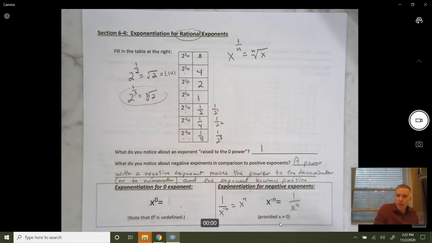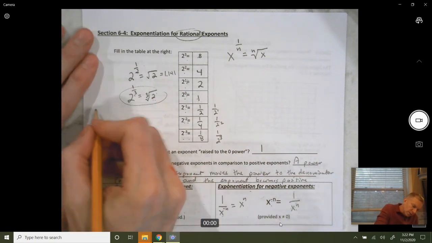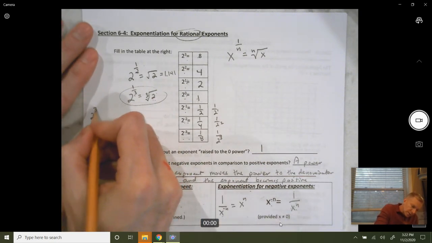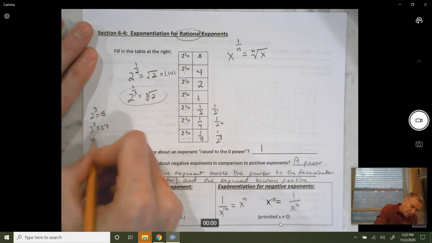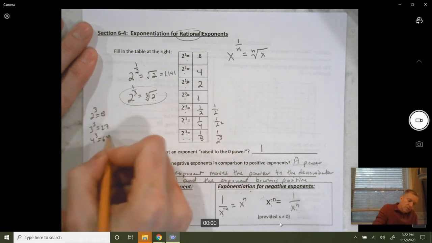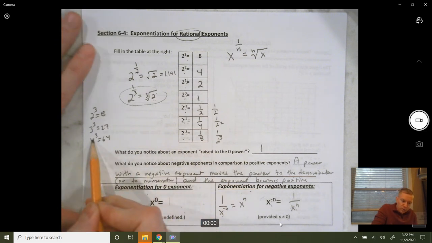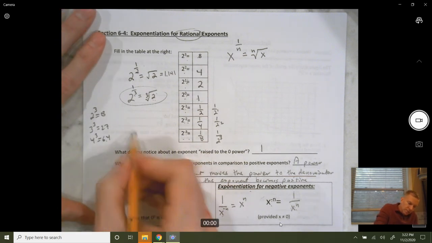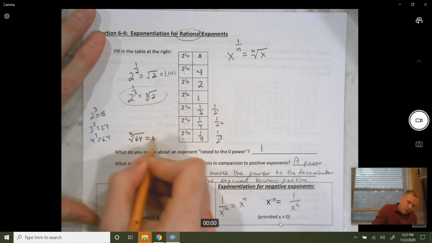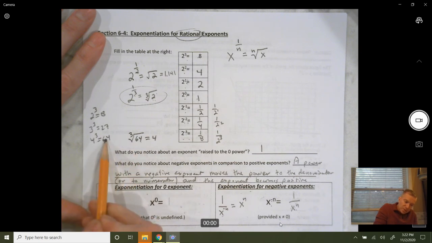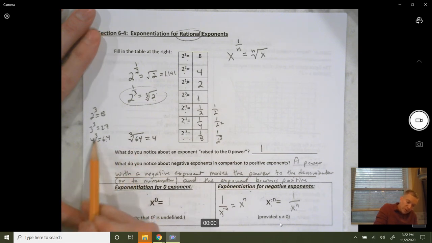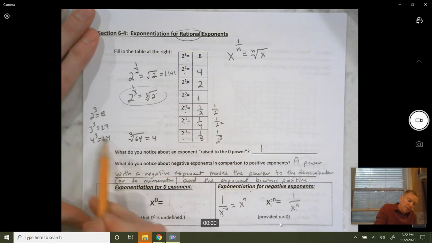But if we know what our perfect cubes are, remember our perfect cubes from the other page. 2 cubed is 8, 3 cubed is 27, 4 cubed, these are all perfect cubes. So to undo a perfect cube, you'd take a cube root. That means the cube root of 64 would equal 4. Cube root undoes that perfect cube. So it takes 4 cubed. When you cube it, you get 64. When you uncube it, you're back to 4.